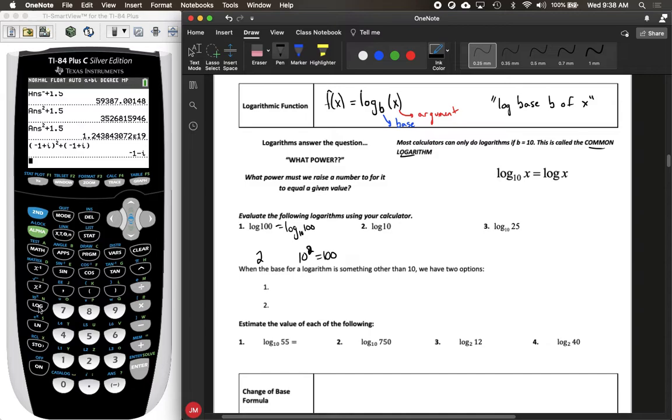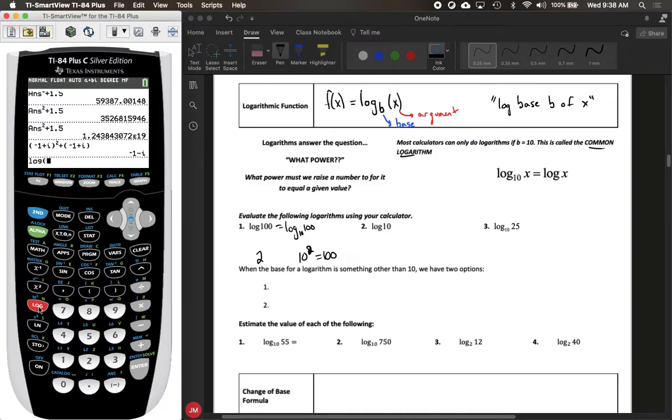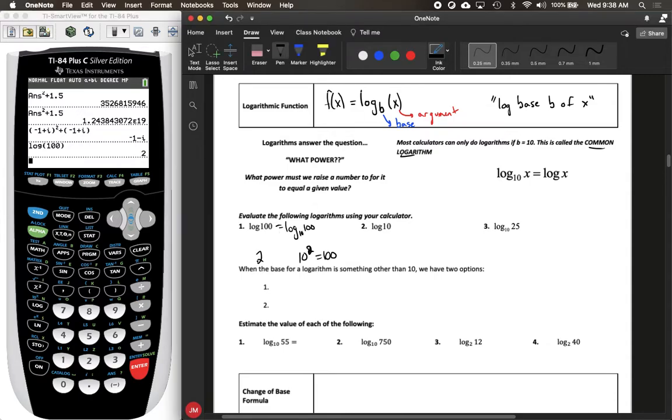So the log button on your graphing calculator is going to be to the left of the 7 key. On Desmos, you can just type log, or you can find the button there as well. So let's take the log of 100, and then we will close our parentheses and press enter. And it will, in fact, tell us that the log of 100 is equal to 2.